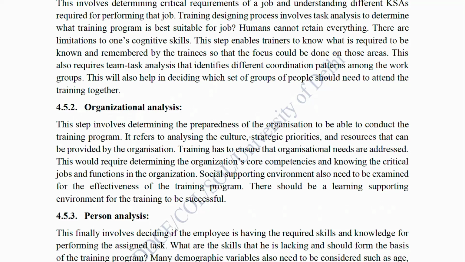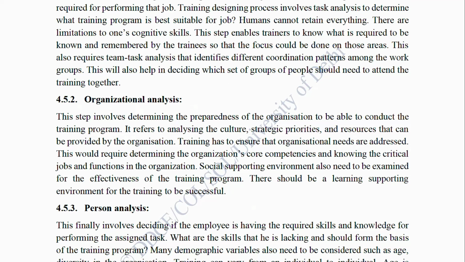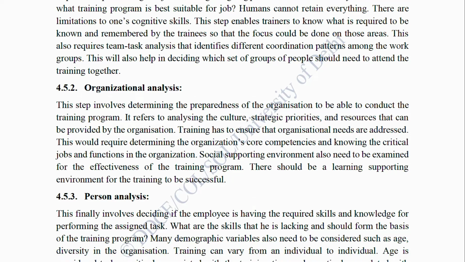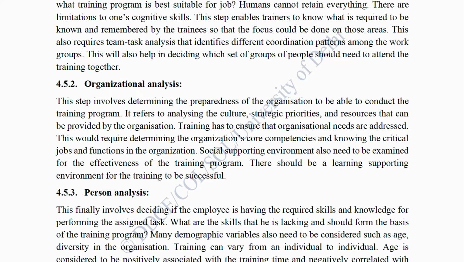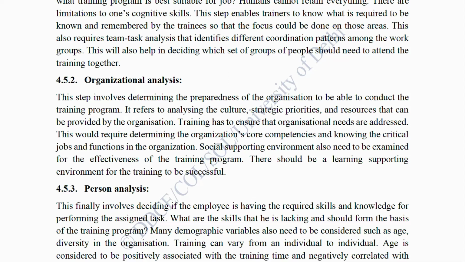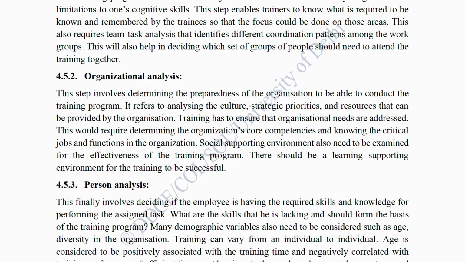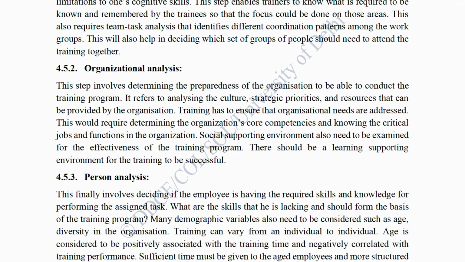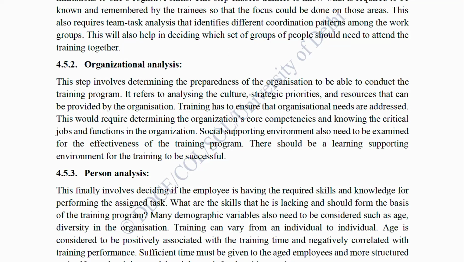4.5.2 Organizational Analysis. This step involves determining the preparedness of the organization to be able to conduct the training program. It refers to analyzing the culture, strategic priorities, and resources that can be provided by the organization. Training has to ensure that organizational needs are addressed. This would require determining the organization's core competencies and knowing the critical jobs and functions in the organization.